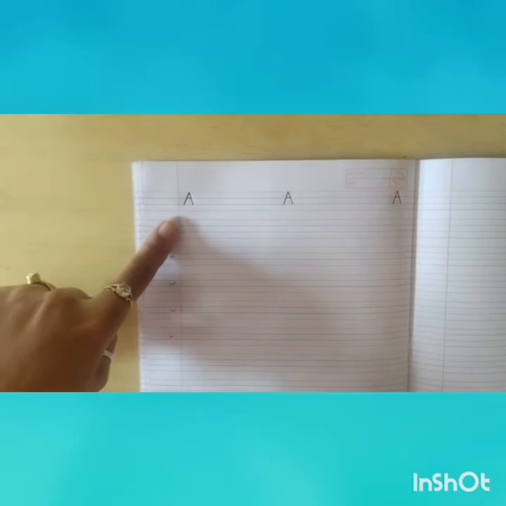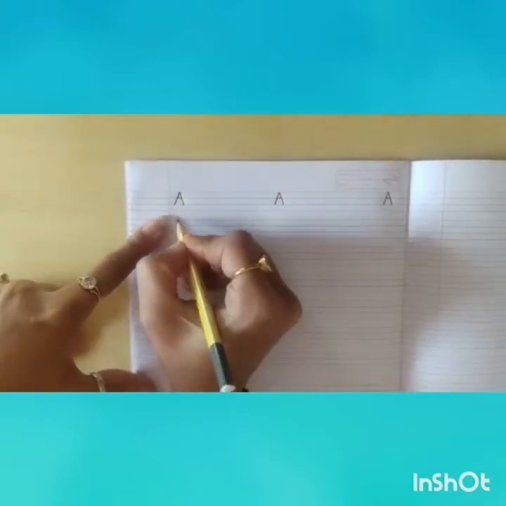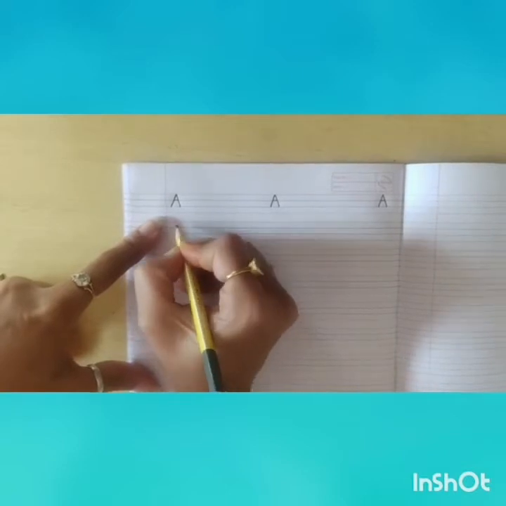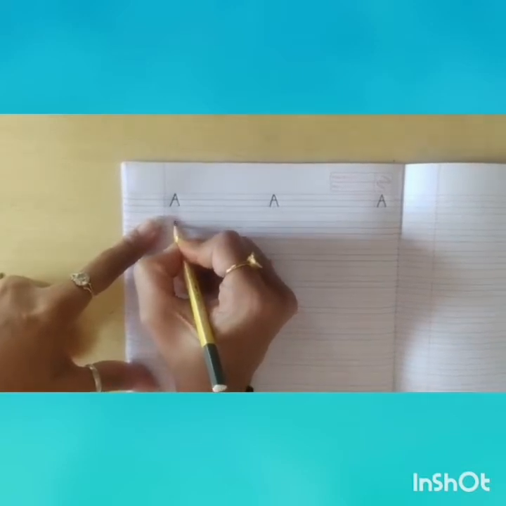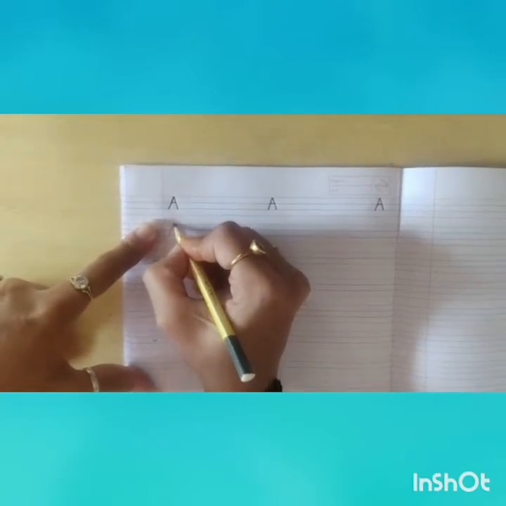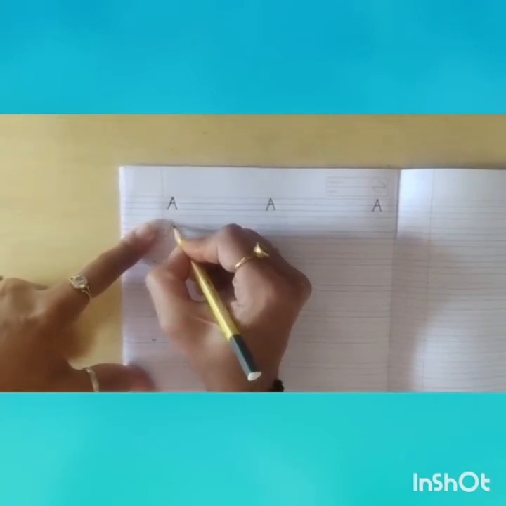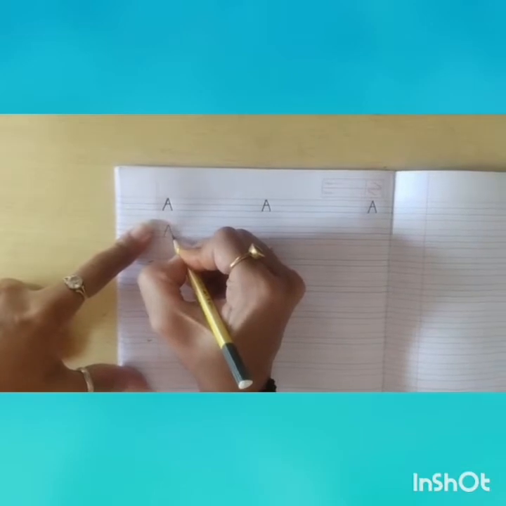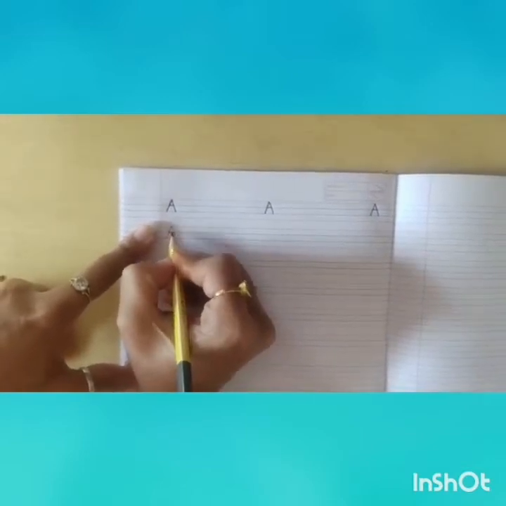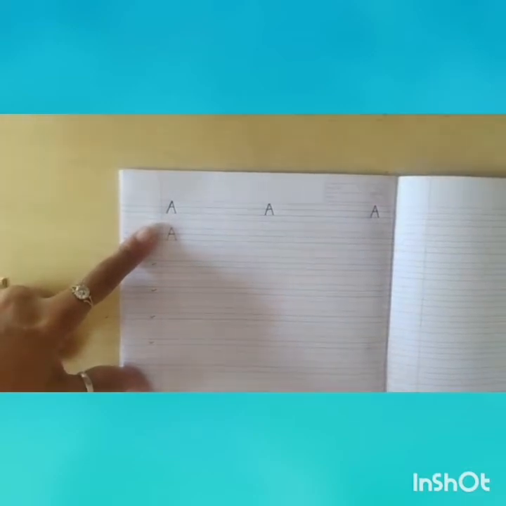Now first put your finger on first tick. Then put your pencil on first red line. First red line to second blue line. What we have to do? Slanting line like this. Then again red line, first red line to second blue line, opposite slanting line. Then sleeping line on the first blue line, capital letter A.